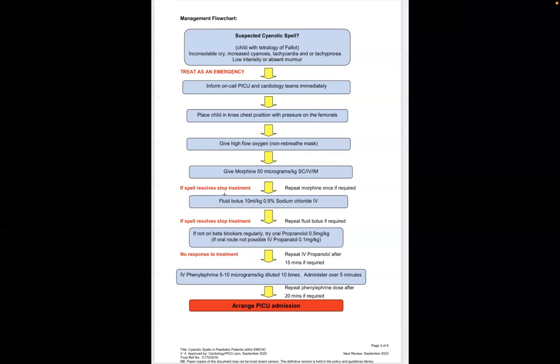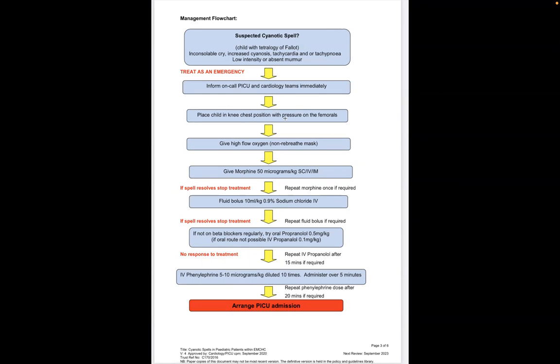Then if the spell resolves, stop the treatment. If not, you will repeat morphine. Then after morphine, fluid bolus, 10 ml per kg. Then if it is still continuing, you will consider beta blockers, if not already on beta blockers. That is propranolol. If no response to treatment, the last will be the phenylephrine. Arrange PICU admission.